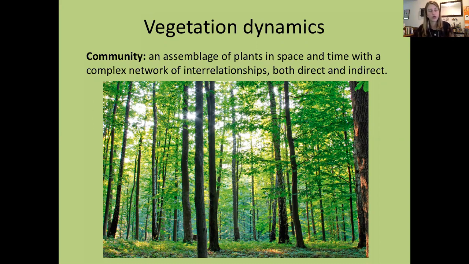So the first word I wanted to define is a community. A community is an assemblage of plants in space and time with a complex network of interrelationships, which are both direct and indirect. There are a few different kinds of plants that exist in a forest community. They can be things like overstory trees, understory trees, shrubs, ferns, mosses, herbaceous plants, grasses, sedges. So there's quite a few that can grow in a forest community. If you look at the picture, we can see some ferns at the forest floor, and then we see an overstory canopy, which is those bigger trees that are shading a lot of the understory.